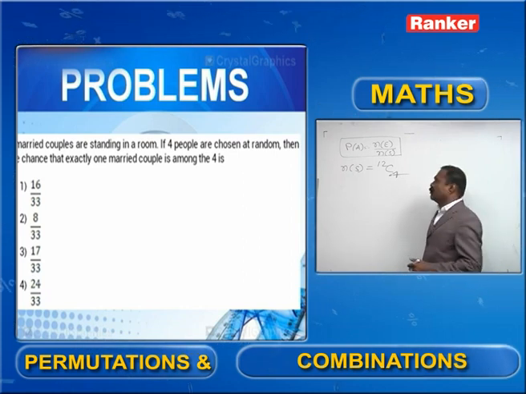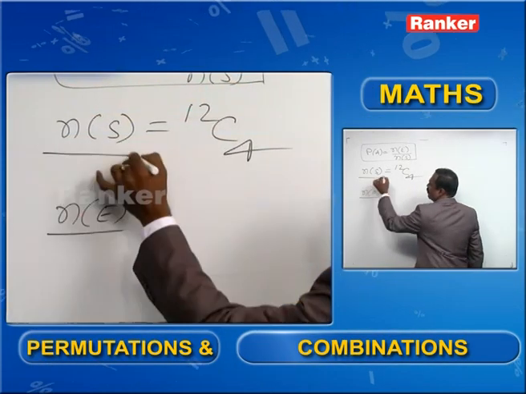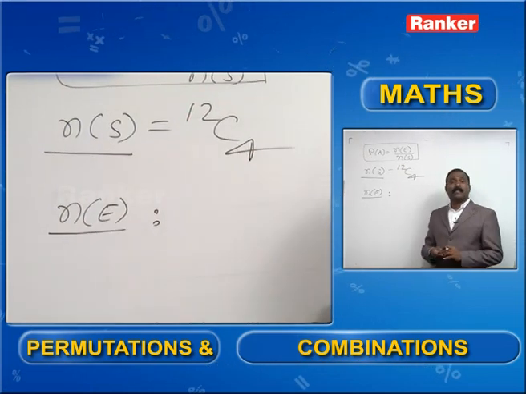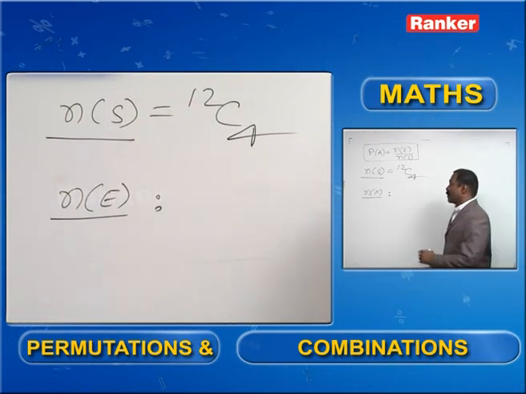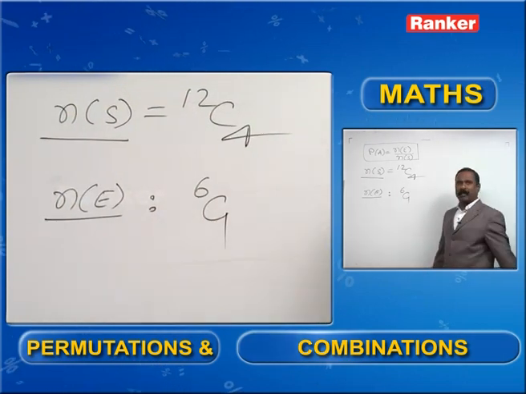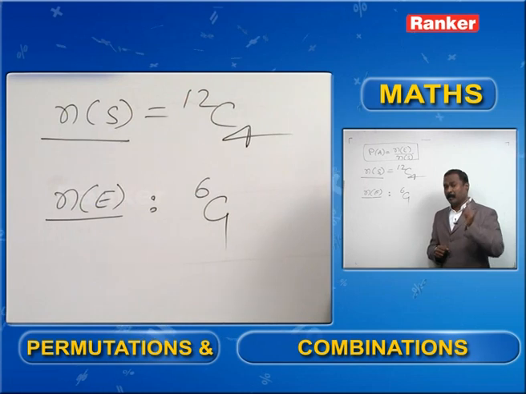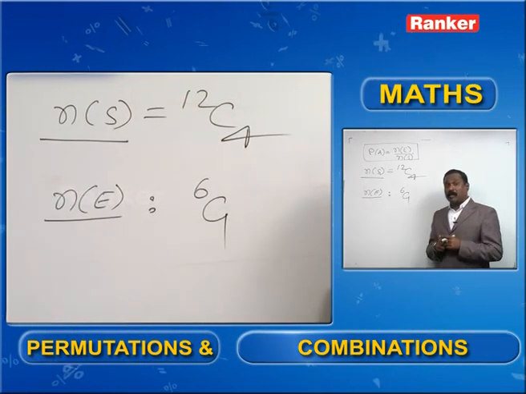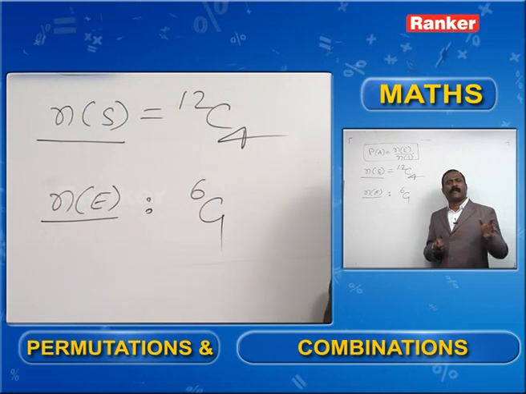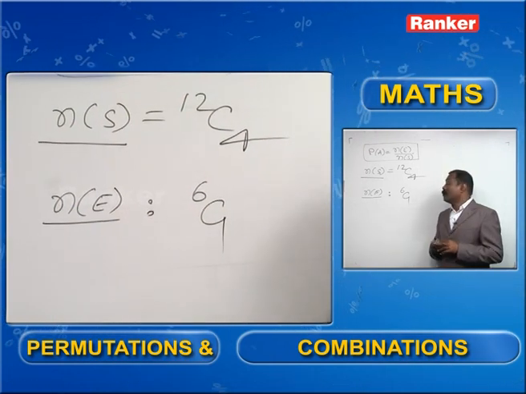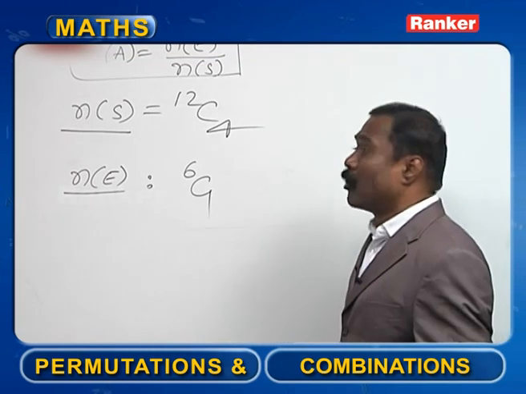So, I'm writing n of E now. This is n of S written, that is, the denominator written first. Now, because I need only one married couple, and there are 6 married couples, I'll choose one from 6. This is the first operation I am performing. I've been repeating: whenever you are solving problems based on permutations and combinations, and now probability, always split the problem into operations. You will be more comfortable in solving the problem. So, the first operation I performed was choosing one married couple from the 6, 6C1.